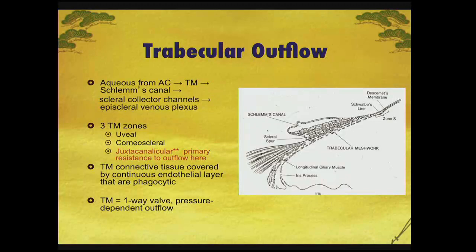Trabecular outflow is the main way that aqueous gets out of the eye. So the pathway is that aqueous goes from the anterior chamber through the trabecular meshwork into Schlemm's canal and then out through scleral collector channels and finally into the episcleral venous plexus.